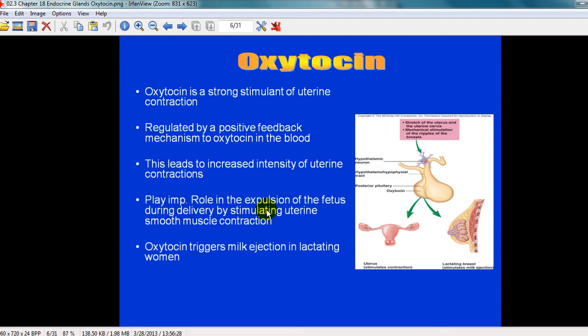It plays an important role in the expulsion of the fetus, as I've said, and during delivery by stimulating the uterine smooth muscle contraction, and then following all of this, it's going to result in the triggering of milk ejection in lactating women.